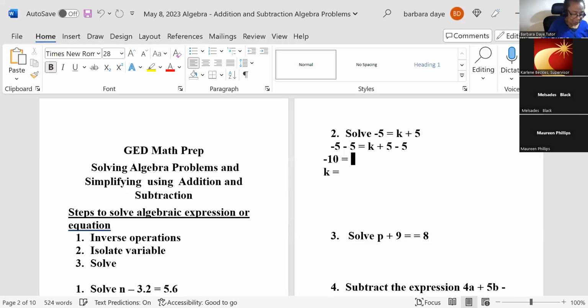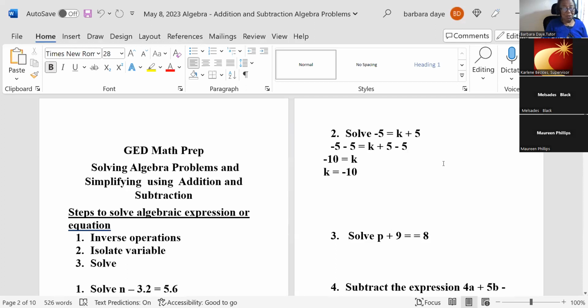On the right side, you just have k. So what is k equal to? Minus 10. Look, if you put a minus 10 plus 5, don't you get a minus 5? Yes. You subtract and you get a minus 5. That's why that 0 does not work.